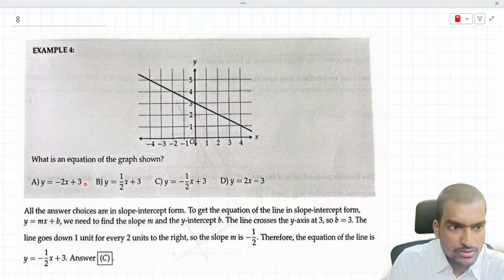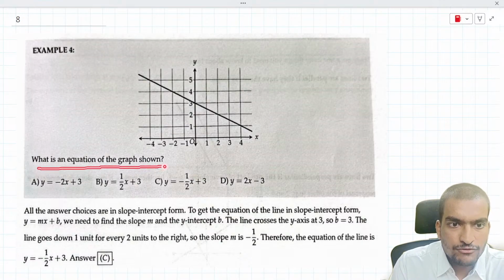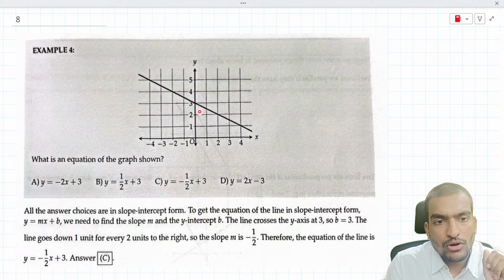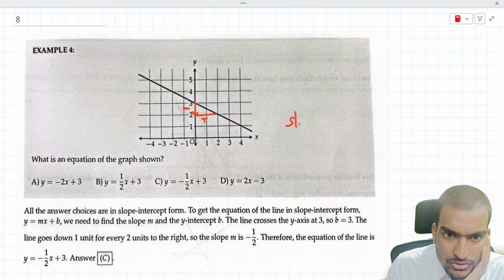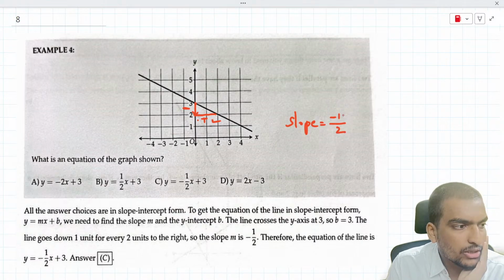Yes, coming to this question, what is an equation of the graph shown? For that, first of all, you need to go and check the slope. What is slope? Slope is moving downward and 2 steps right. If it is moving downward, rise is downward, which means negative, and run is positive. Rise, the change in y, is -1. Slope equals -1 and run is 2. So -1 by 2 is the slope.